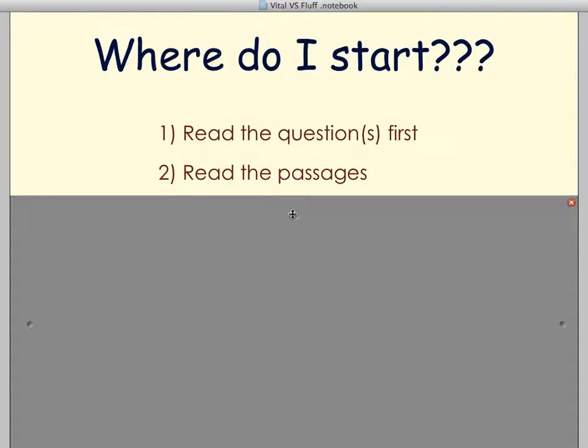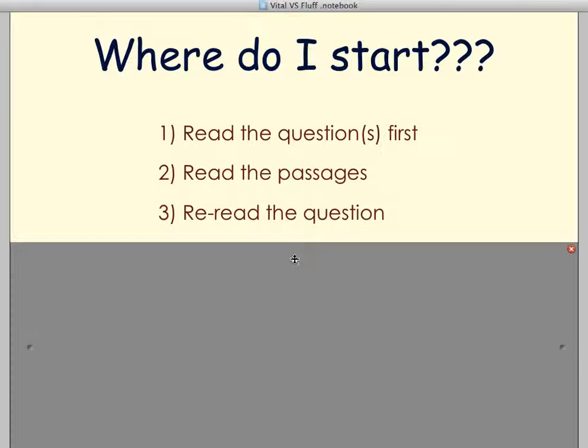Now this one seems obvious, but kids tend to want to skip ahead and just answer a question. But when it comes to doing an extended response, you really need to be reading these passages so that you know what information you can pull for your evidence. Okay, so after you have read all of the passages, there may be 2 or 3, maybe it's just 1, you are then going to reread your question.